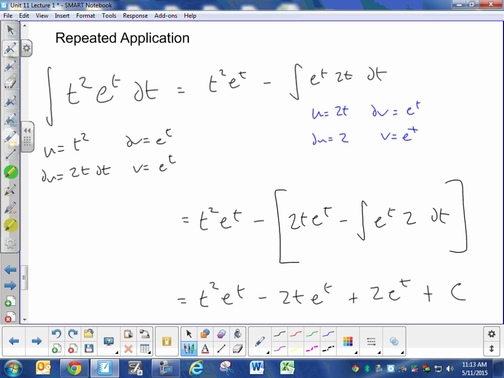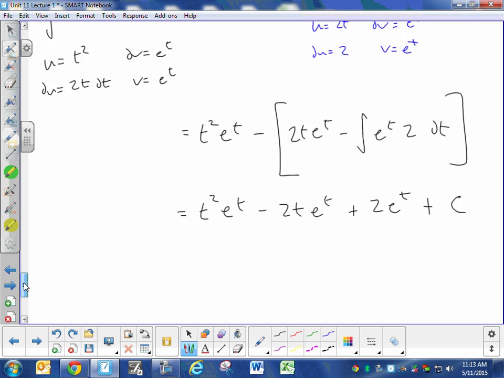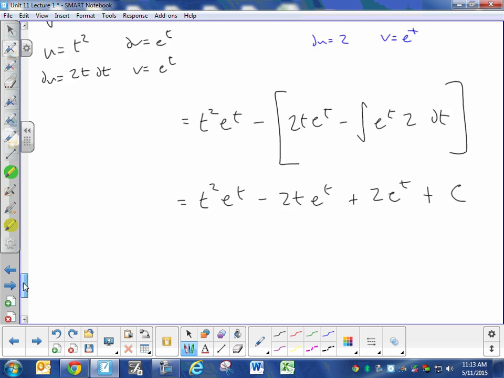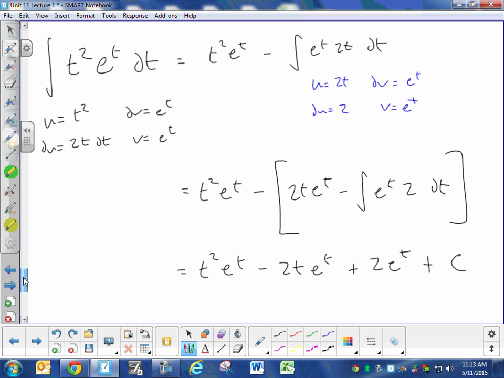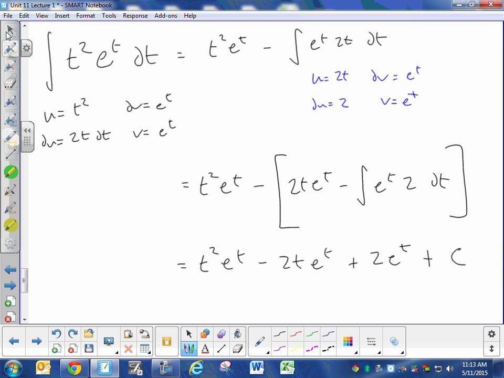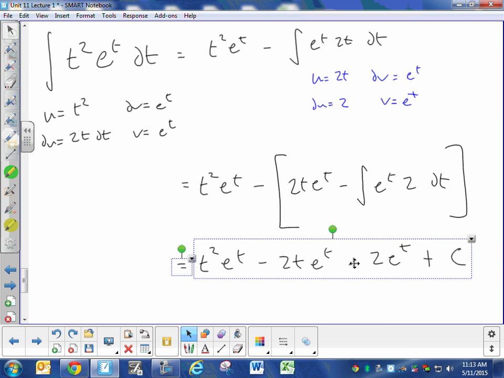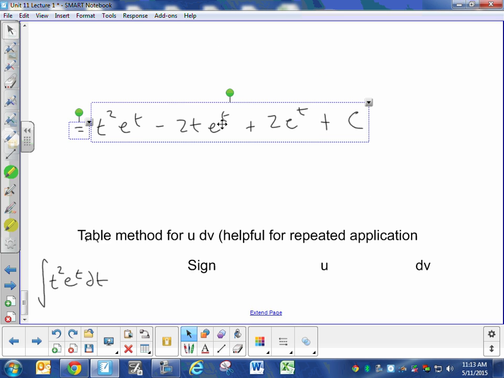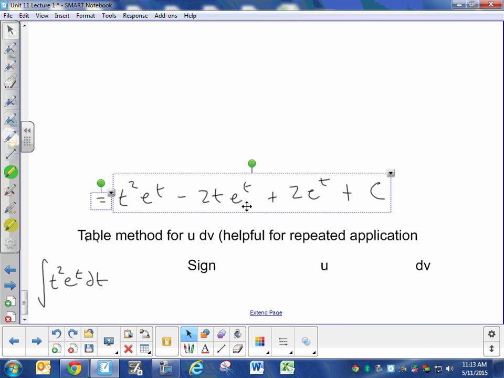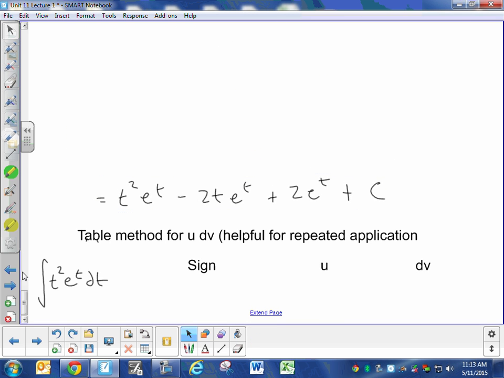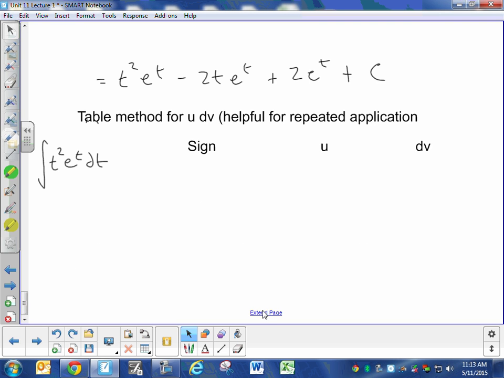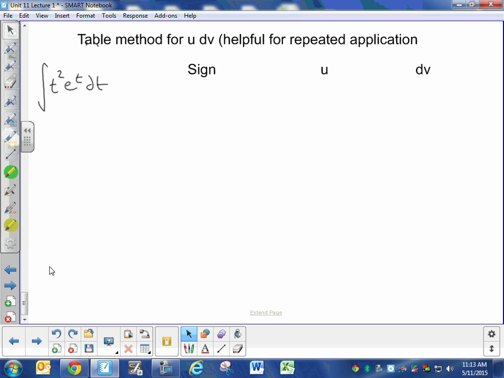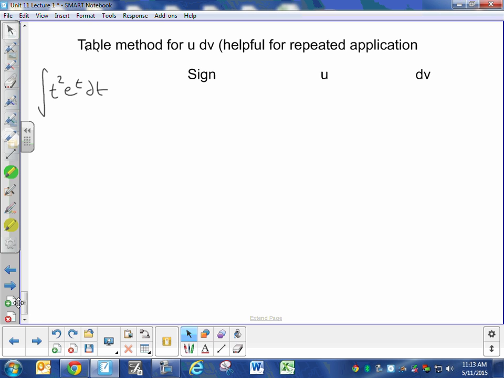There is another way to do that that will take you less time if you ever encounter something like this in the future. And it's called the table method. So let's take this with us and let's make sure this answer is our answer. And here is the table method for getting this same answer. It is a helpful method for repeated application.